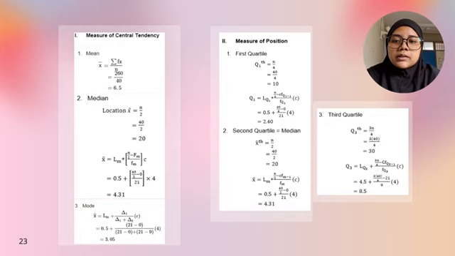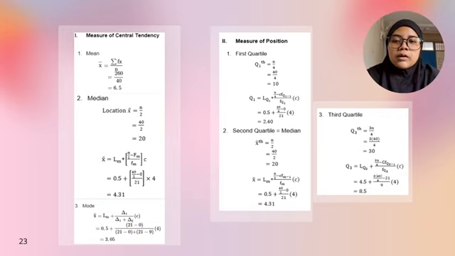Next, I will explain the measures of position. For the first quartile, the position is at n per 4, which is 40 per 4 equals 10. After calculation, the value of the first quartile is 2.40. This means that 25% of the data is below 2.40. For the second quartile, which is the median, the position is at n per 2, which is 20. The value of the second quartile is 4.31.